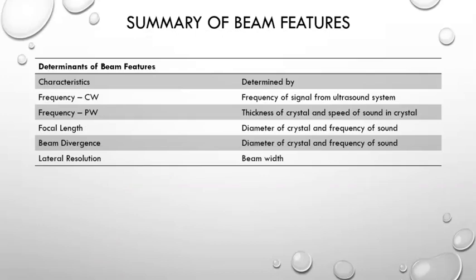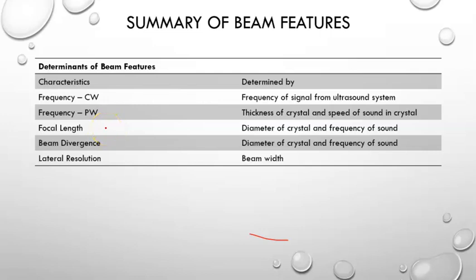So here is a summary of our beam features. These are the characteristics and what determines them. The beam frequency in continuous wave is determined by the pulsar or the beamformer of the ultrasound system. So the frequency of the pulsar is the frequency of the continuous wave. The frequency of a pulse wave ultrasound crystal depends on crystal thickness and the speed of sound in the crystal.